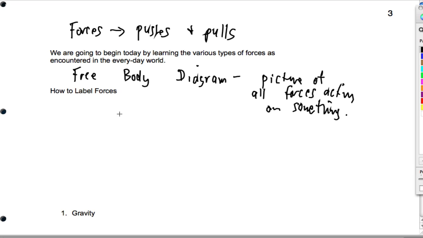So let's take a hypothetical scenario. Here's an object that I'll call A, and let's say that we're pushing it with our finger, like this. So I'm actually pushing A with my finger. So here's how you label forces. To label the force on A, because I'm pushing it with my finger, you use an arrow.